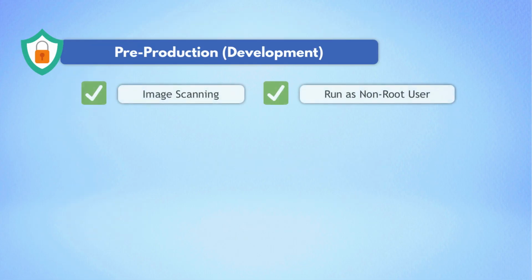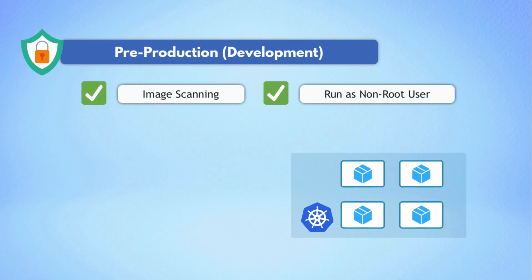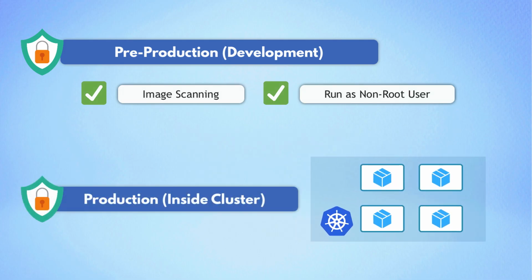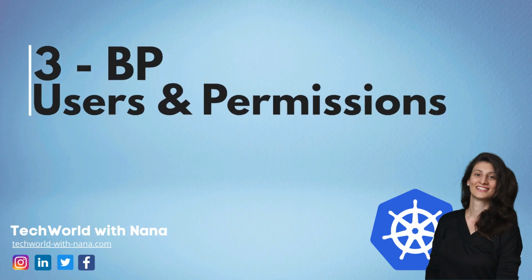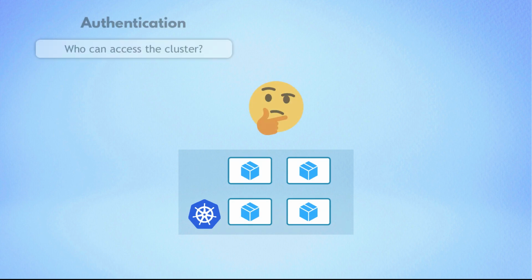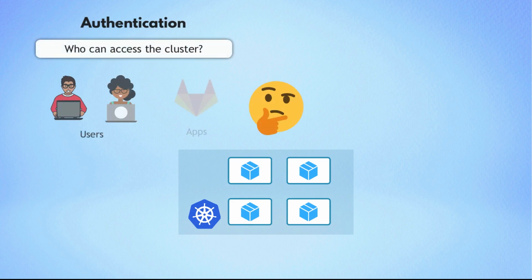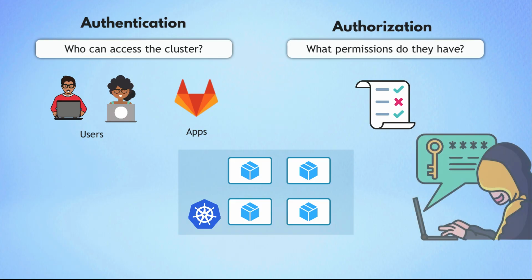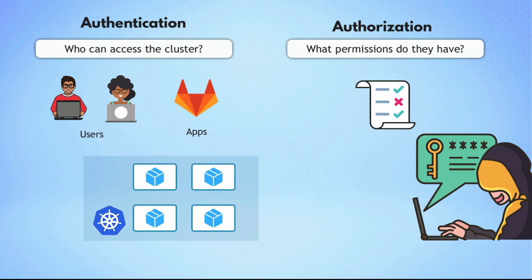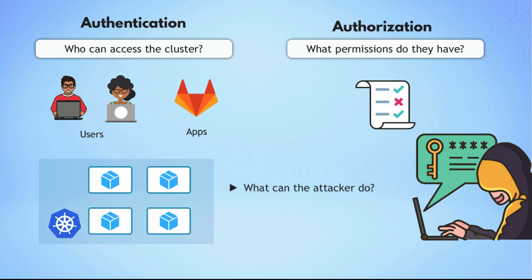Now, once our application is deployed and running in Kubernetes, we have a number of things to secure inside the cluster itself. First of all, who can access the cluster? Which human or application users? Once inside the cluster, what can these actors do? What are their privileges? This becomes more relevant if an attacker steals an identity of one of these authorized parties. Because then the question is, what can an attacker do in the cluster? What permissions do they have?